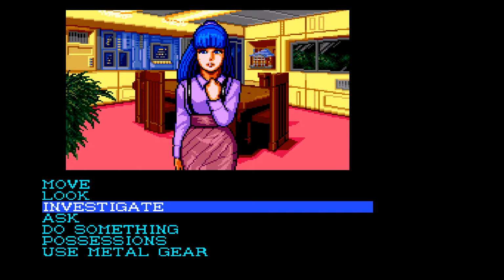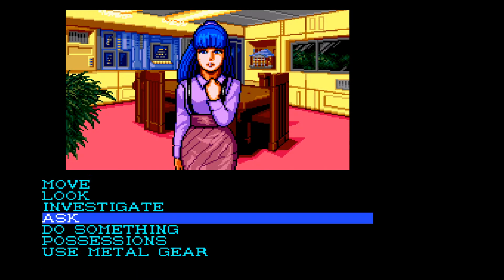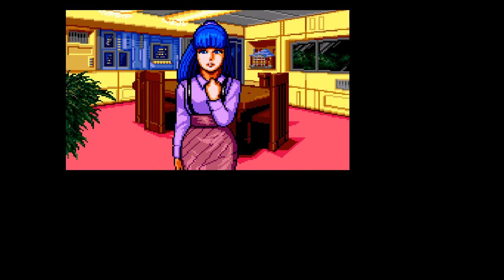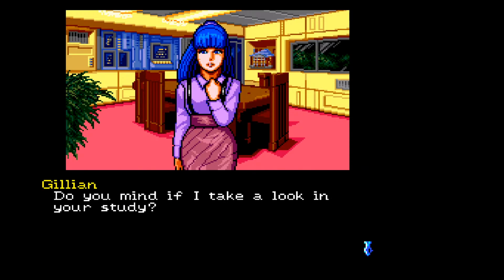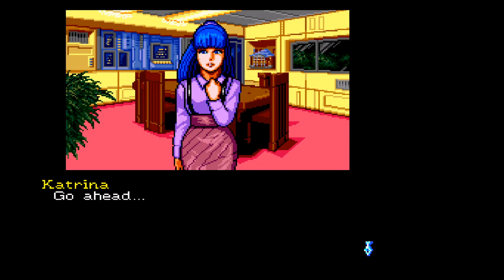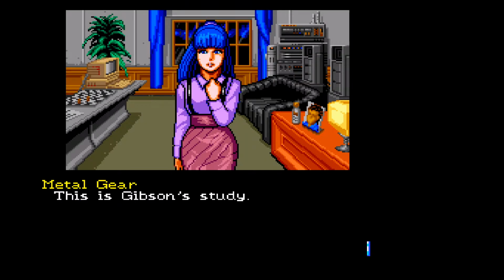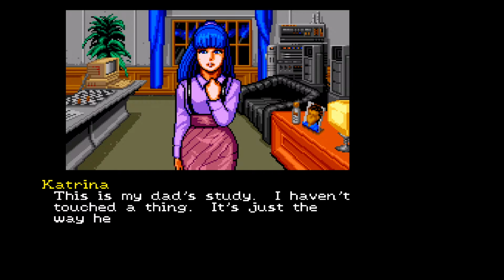Okay, move to the study. Do you mind if I take a look in your study? Go ahead. This is Gibson's study. This is my dad's study. I haven't touched a thing. It's just the way he left it before he died.